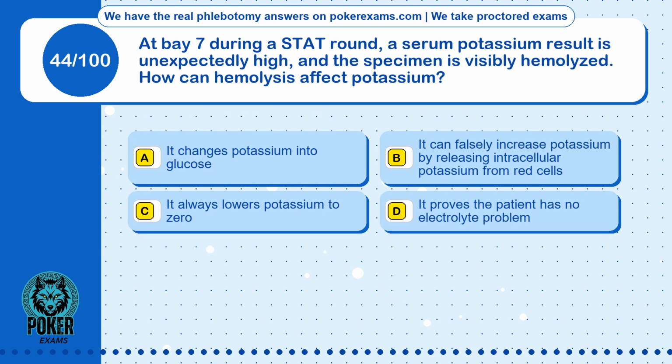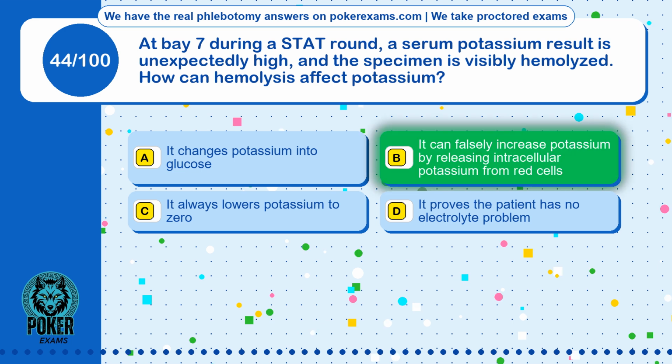Question 44. At Bay 7 during a stat round, a serum potassium result is unexpectedly high, and the specimen is visibly hemolyzed. How can hemolysis affect potassium? Option A. It changes potassium into glucose. Option B. It can falsely increase potassium by releasing intracellular potassium from red cells. Option C. It always lowers potassium to zero. Option D. It proves the patient has no electrolyte problem.